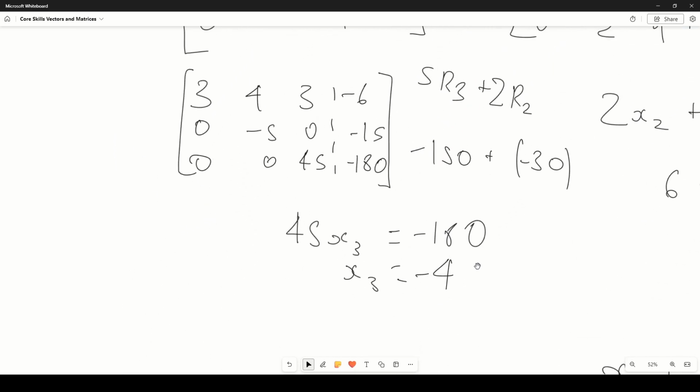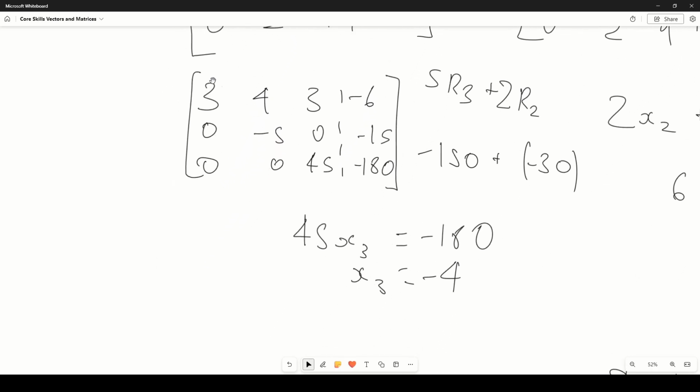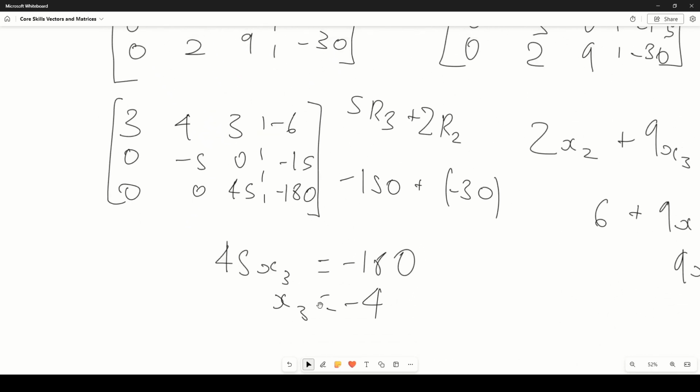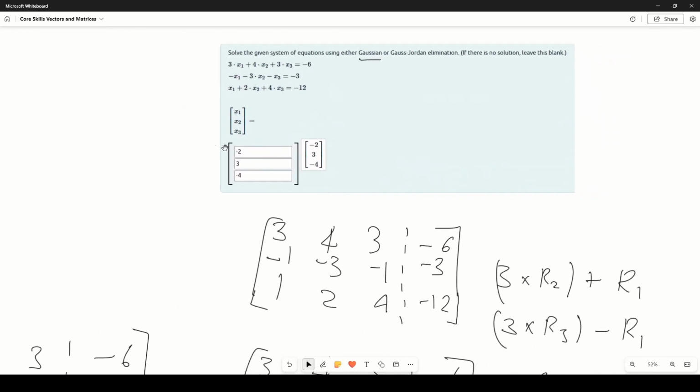From here, once you know one of the values, you can always plug x3 into the second line, still imagining that this isn't a 0 in that alternate universe, and get the answer for x2, and then use them in any of the equations to get the answer for x1. So I believe that wraps it up. I think we've gone over the entirety of vector and matrix core skills.